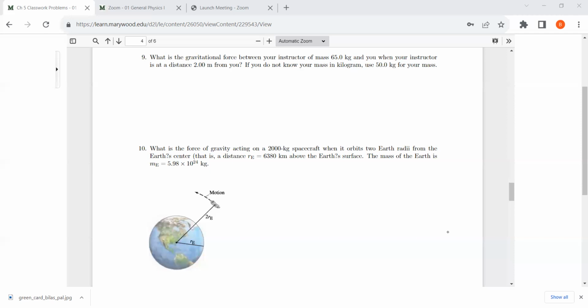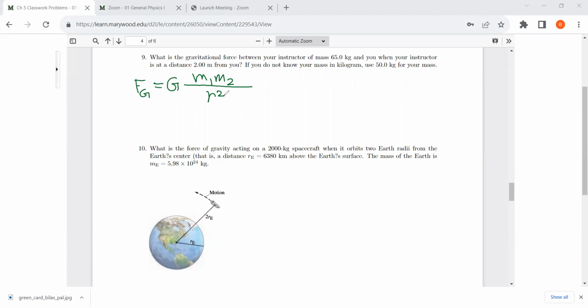The first problem, number 9, is easy. It asks us to calculate the gravitational force given that we have two objects and the distance between the two objects. The equation we need to solve this problem is: the gravitational force is equal to the universal gravitational constant times m1 m2 divided by r square, where m1 and m2 are the masses of the two objects and r is the distance between them.